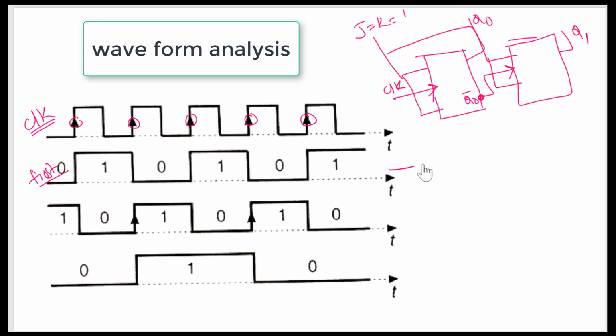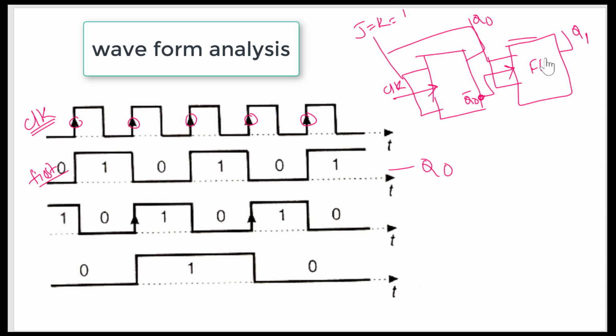This is your Q0. You can clearly see every clock pulse toggling 0 to 1, 1 to 0, whenever you are taking an active positive going edge. Since, as I said, my circuit is positive edge triggered, my Q0 will toggle every time.